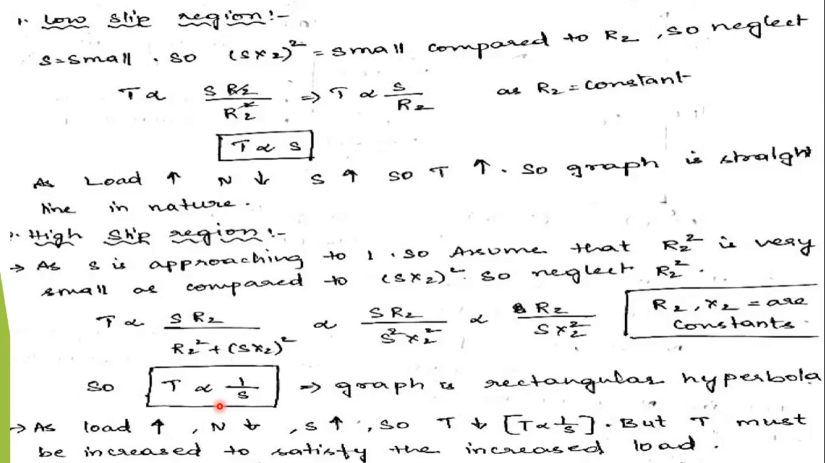From the normal assumption, what happens: load increases means speed decreases, speed decreases means slip increases, and slip increases means according to this equation, at that time torque will be decreasing. In the low slip region, as the slip increases, torque increases because torque is directly proportional to slip. But coming to the high slip region, torque is inversely proportional to S, so as the slip increases, torque decreases.